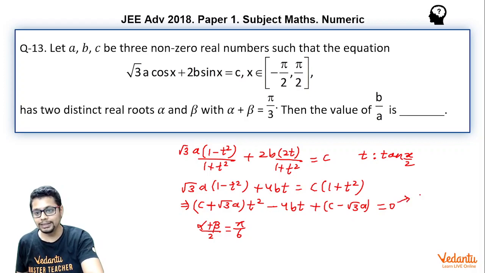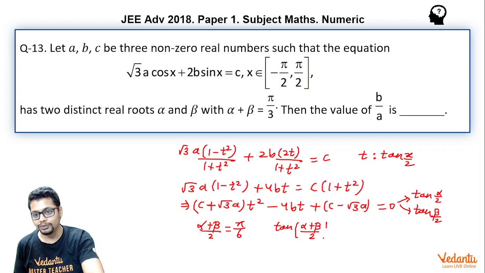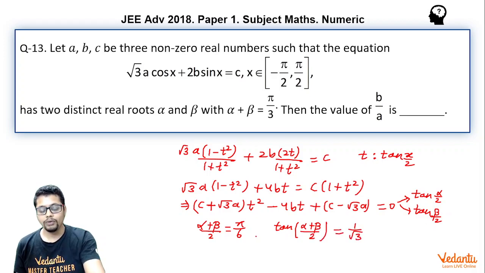So I can say the roots of this quadratic are tan of alpha by 2 and tan of beta by 2. And since I know alpha plus beta by 2, I may consider tan of alpha plus beta by 2, which will be tan of pi by 6, which will be 1 by root 3. Now we know tan of alpha plus beta by 2 is tan of alpha by 2 plus tan of beta by 2 divided by 1 minus tan alpha by 2 tan beta by 2.